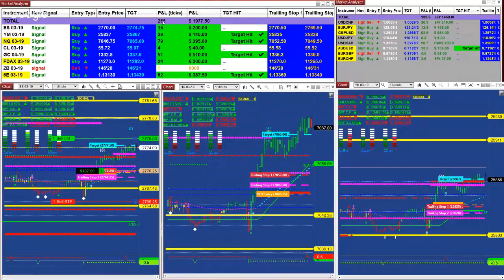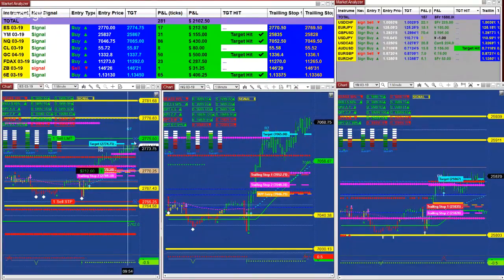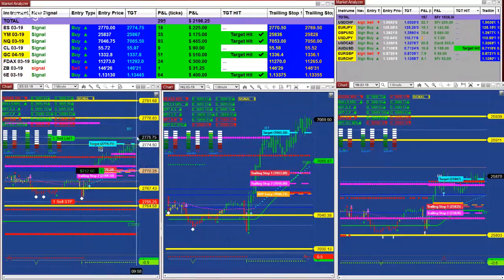Right now we are on the target at 2765, and the total amount right now is 1985 ticks, 268, 270 ticks. As we see right now, the Nasdaq and the YM have already hit the target, and we took one trade out of the ES, and we still have one trade.